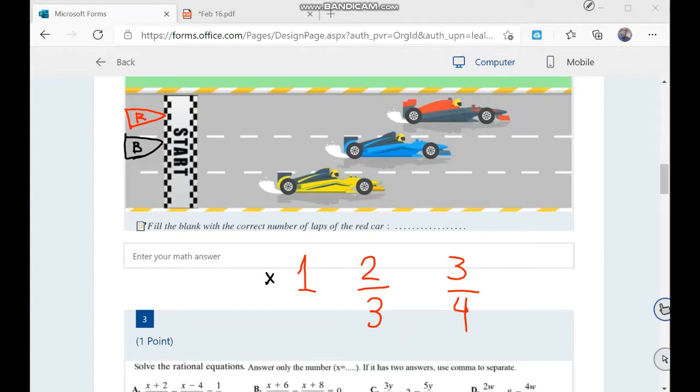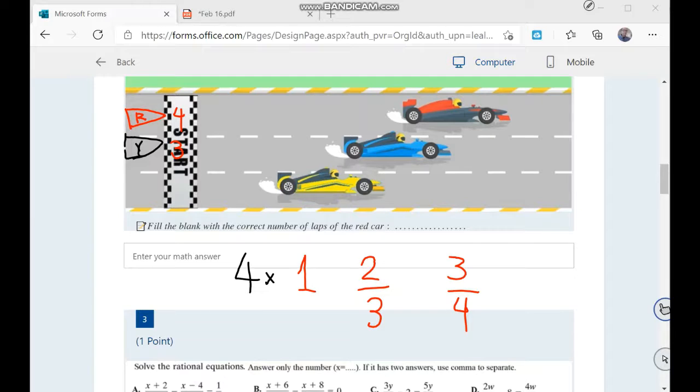Now, if you multiply by 4, you're going to have the red car completing 4 laps, and the red car is going to be here. And instead of the blue car, now we have the yellow car. The yellow car is completing 4 times 3, 12 divided by 4, 3. The red car is completing 4, the yellow car is completing 3 laps. So it's not going to be 4 as well. That's the reason we need the least common denominator.